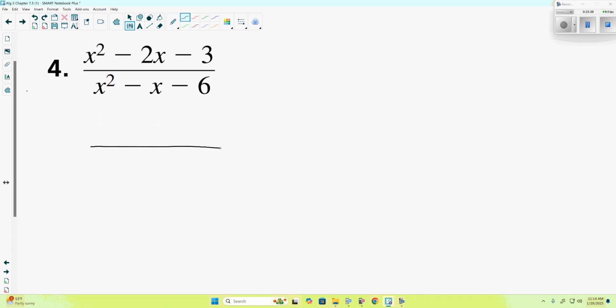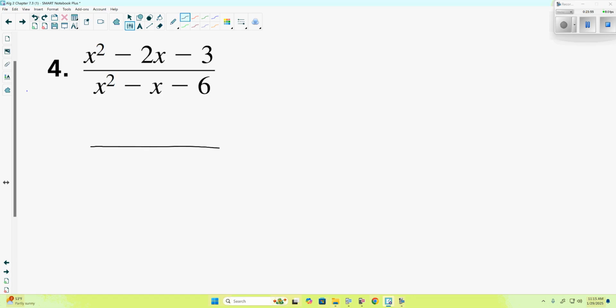X squared minus 2x minus 3 over x squared minus x minus 6. As tempting as it is to cross the x squareds out, we can't, because again, those minuses and pluses make that one term. They are all stuck together. We can't just cross these out.